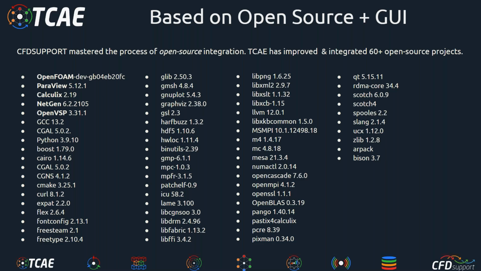TCAE is based on open source. It's extremely important. So the simulation is built upon existing open source software pieces like OpenFOAM, ParaView, Calculix, NetGen, OpenVSP, etc. Altogether, there are more than 60 open source projects in TCAE, and in itself it's a huge value.